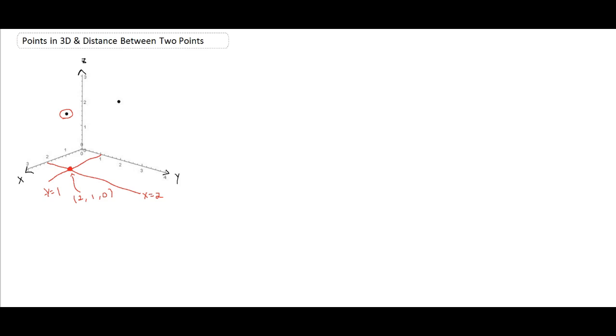So from this point, 2, 1, 0, I am going to go straight up exactly 2 units in the positive z direction. Now by drawing these 3 lines, I think you are convinced that this point that I circled has the coordinates x is 2, y is 1, and z is 2.